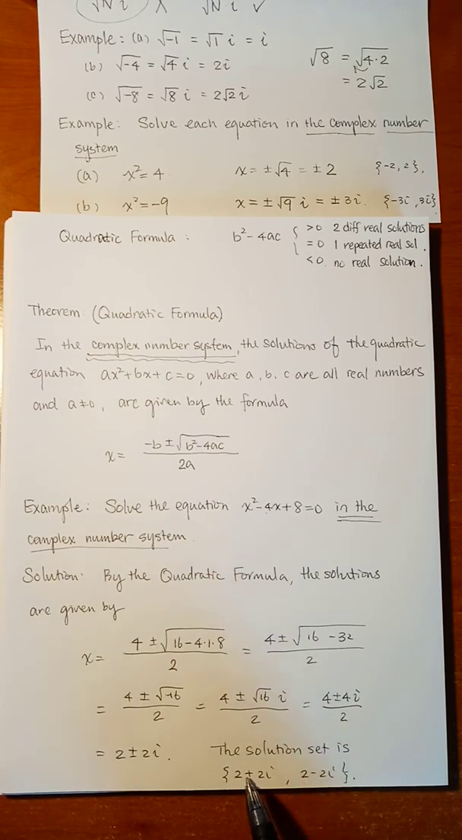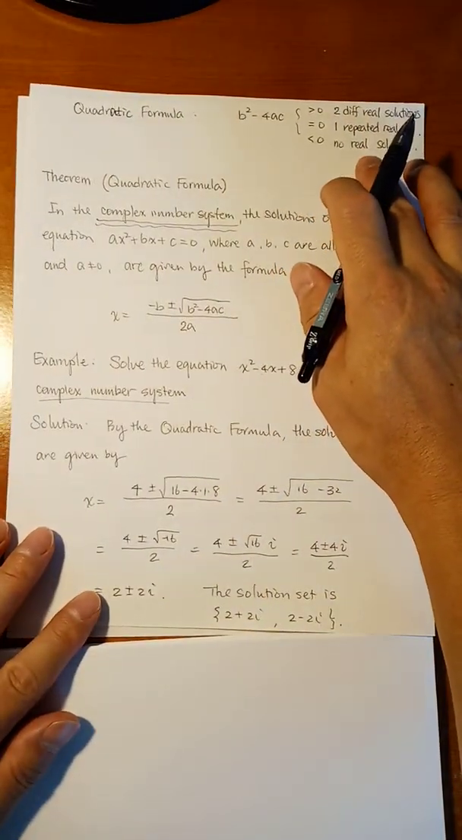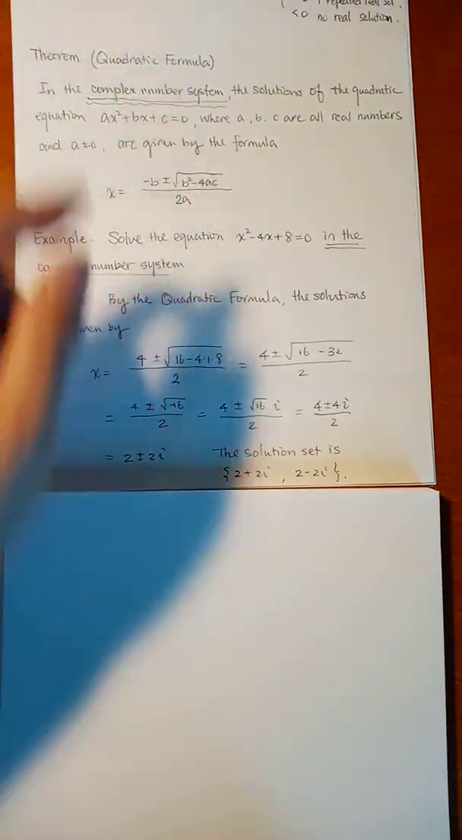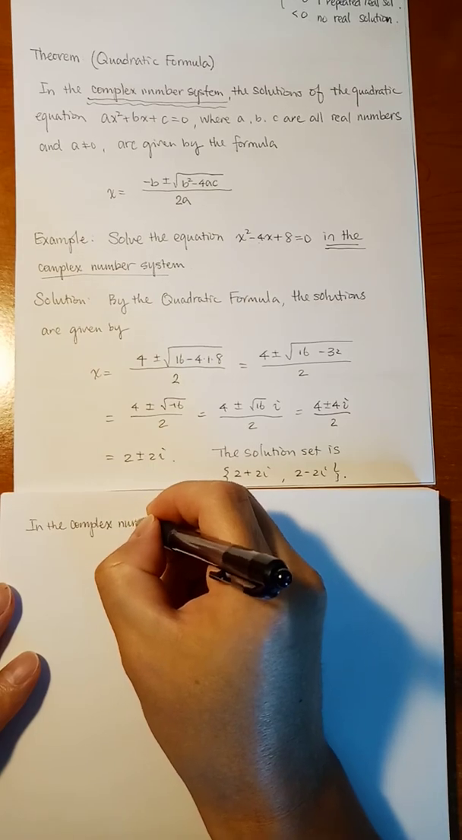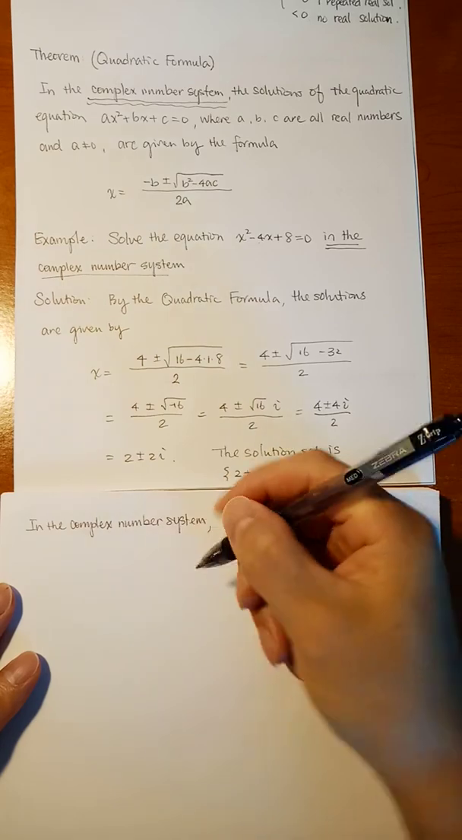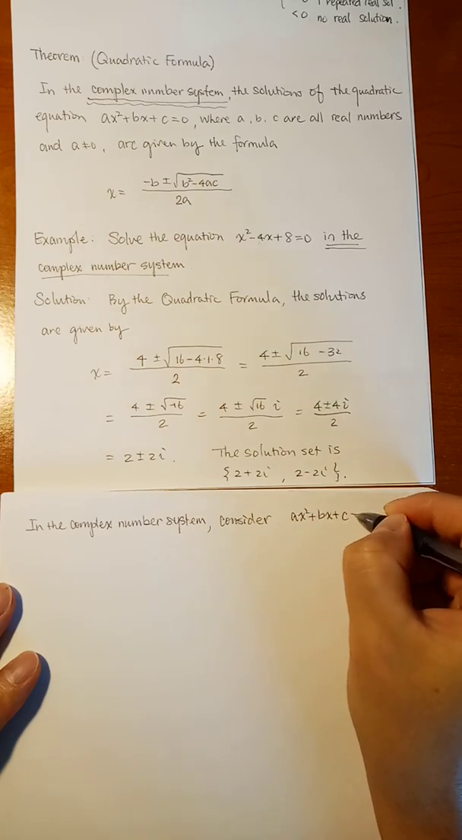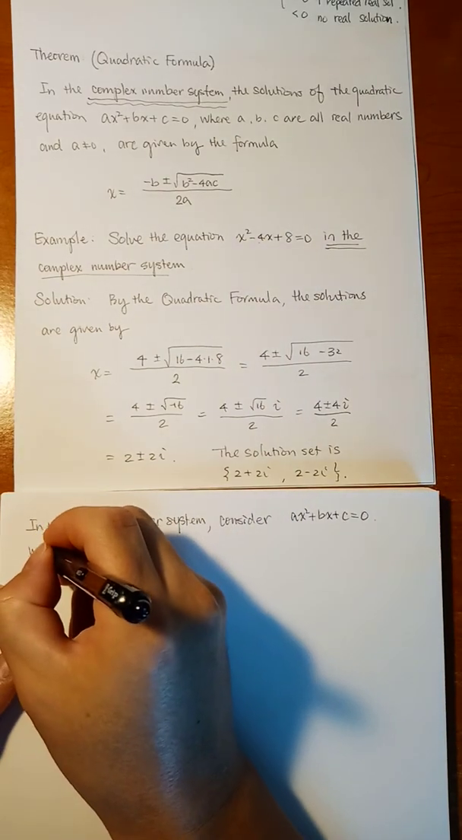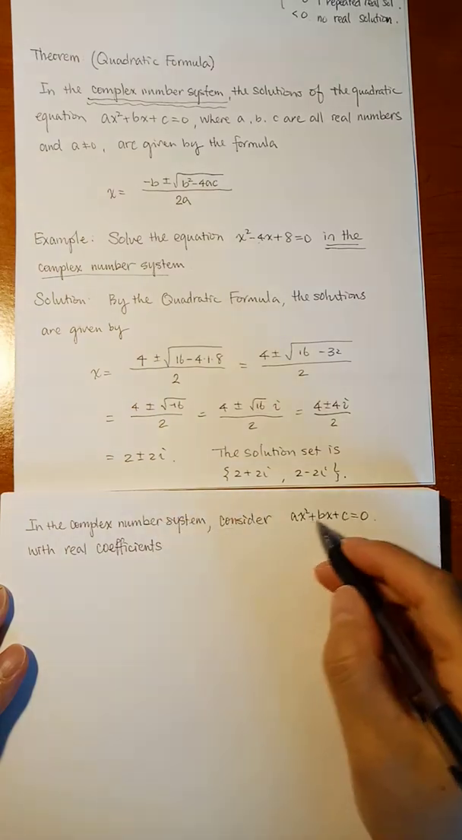And another thing you can check, after you solve it, if it has complex number solutions, then these two solutions are conjugates of each other. Okay? So let's still try to rewrite this quadratic characterization in the new way. So in the complex number system, consider ax squared plus bx plus c equal to 0. Consider this quadratic equation with real coefficients, a, b, c are real, and a is not 0.